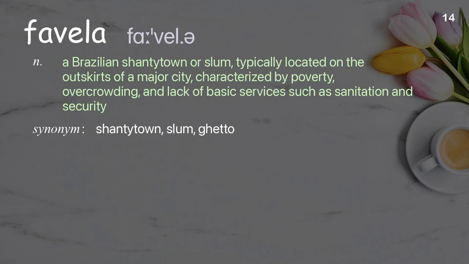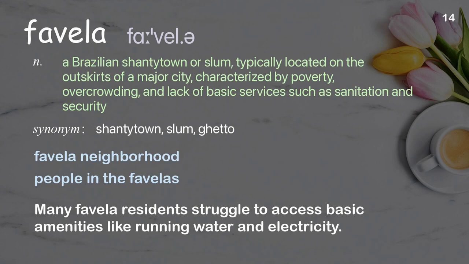Favela. A Brazilian shanty town or slum, typically located on the outskirts of a major city, characterized by poverty, overcrowding, and lack of basic services such as sanitation and security. Examples. Favela neighborhood. People in the favelas. Many favela residents struggle to access basic amenities like running water and electricity.